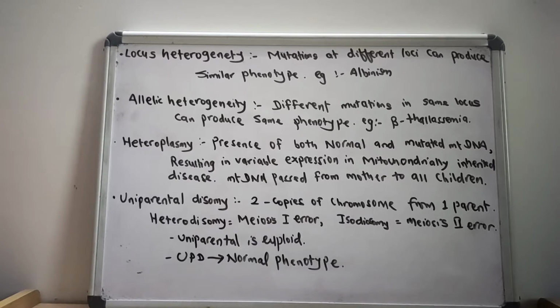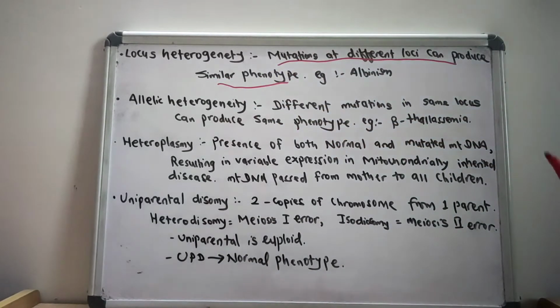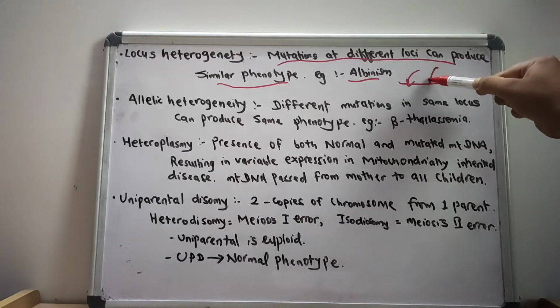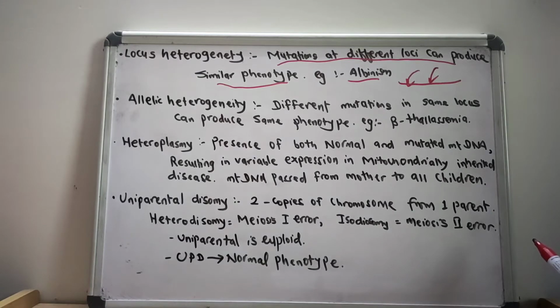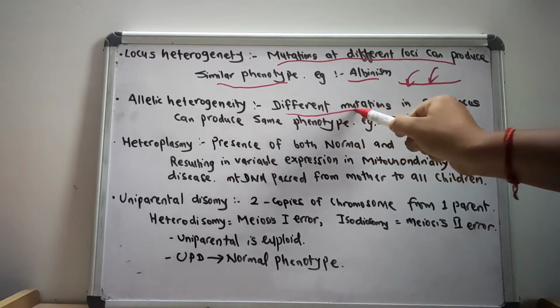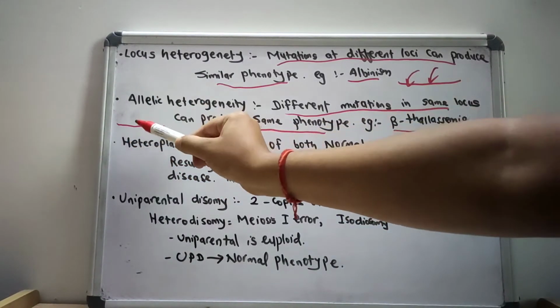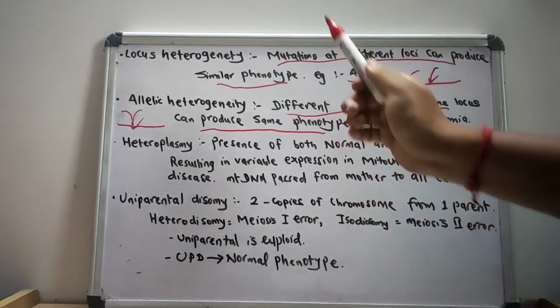Now let us discuss locus heterogeneity. Locus heterogeneity means mutations at different loci can produce a similar phenotype. For example, albinism. So here is the gene. In one locus there is a mutation, and if a mutation occurs in another locus and there is production of a similar phenotype, then it is known as locus heterogeneity. And what is meant by allelic heterogeneity? Allelic heterogeneity means different mutations in the same locus can produce the same phenotype. For example, beta thalassemia. Here is the gene, and mutation 1 occurs here and mutation 2 occurs in the same locus, and there is production of similar phenotypic features, then it is known as allelic heterogeneity.